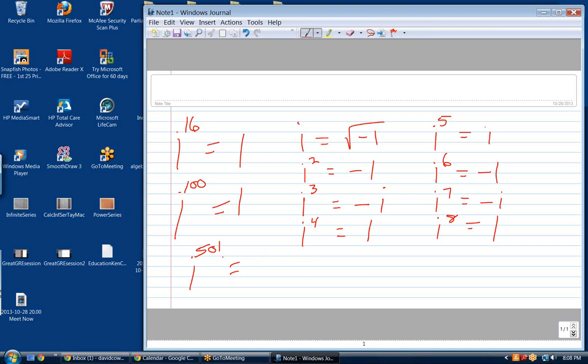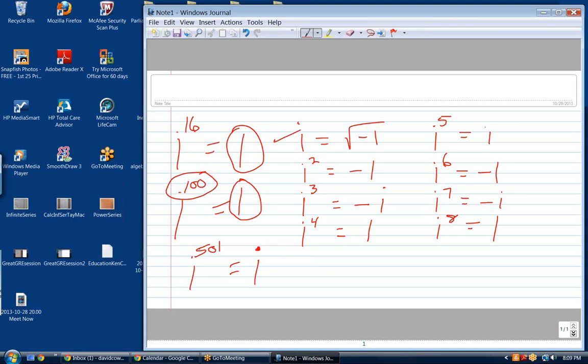Well, we divide this by 4. Up here we divided it by 4. There was no remainder, so it's equal to 1. Right here we divided it by 4. There was no remainder, so that's equal to 1. Here we divide by 4 and there's a remainder of 1. Go to your first row. That's equal to I. I to the 502 would be equal to I squared.